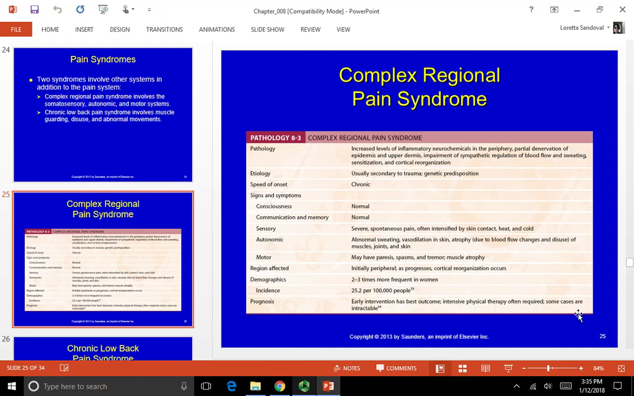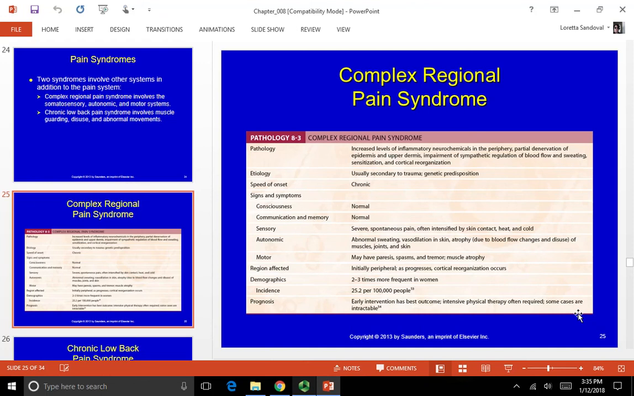Vasomotor, which is a temperature or skin color abnormalities, and there's a picture in the book, and you kind of see those skin abnormalities. Pseudomotor, which is edema or sweating abnormalities, and again, that sweating is an autonomic response. And the motor and trophic abnormalities: muscle weakness, tremor, and hair, nail, and skin abnormalities. Interesting, right? So that's sort of an interesting symptom.